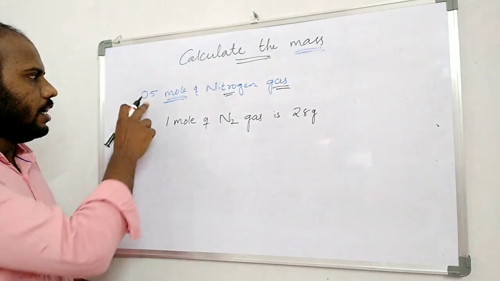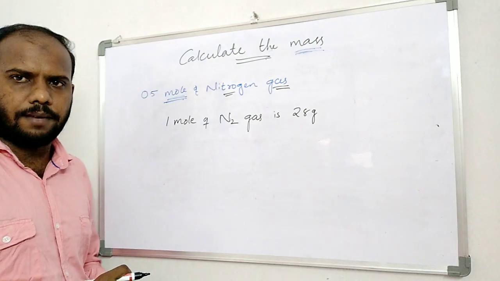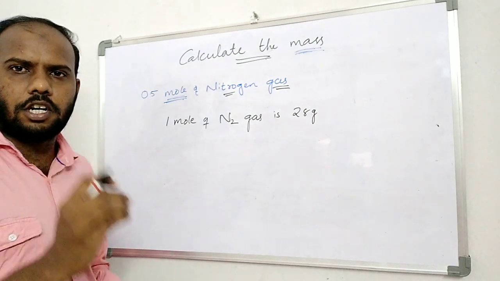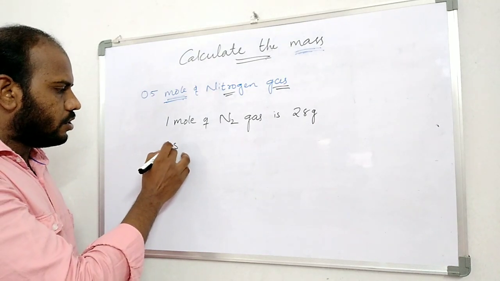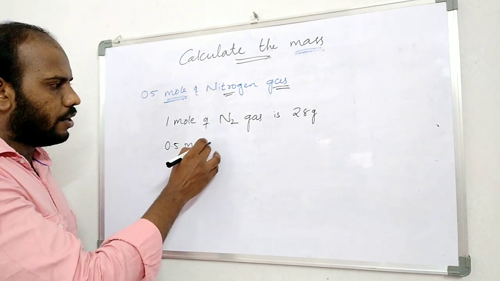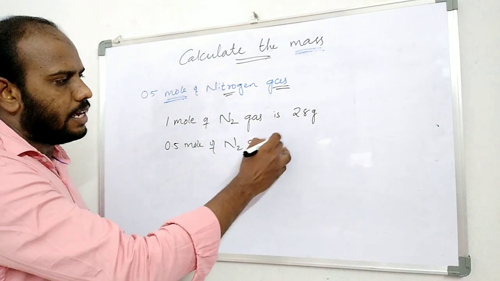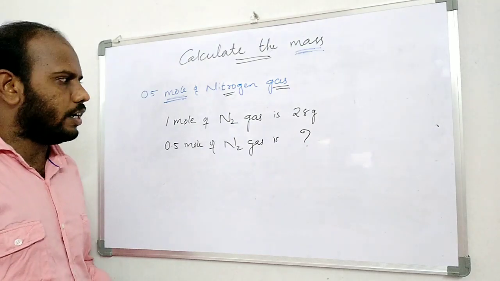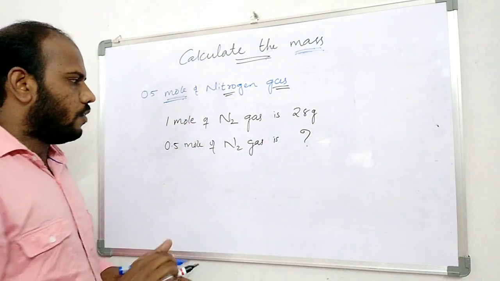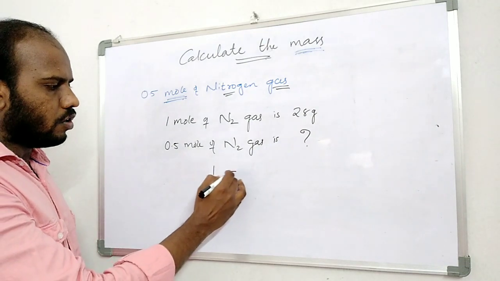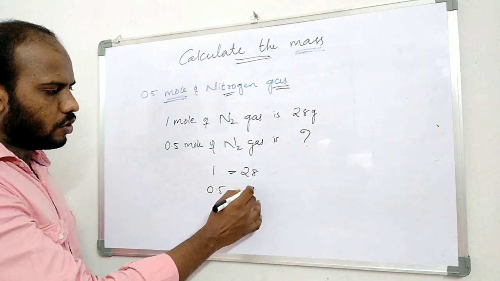Next, we have to check what is provided in the question. The question provided here is 0.5 mole. So in place of 1 mole, you just write 0.5 mole. 0.5 mole of nitrogen gas is question mark. Got it? So we have an idea, the same step model I said before. So what have we got? 1 mole is equal to 28 gram and 0.5 mole is equal to question mark.